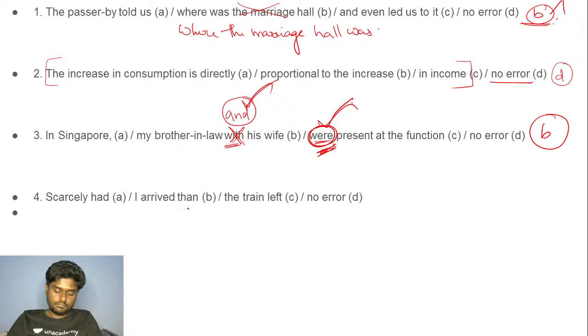So the error is with part B. Very good, very good, very good, Kirti. So it should be like what? Scarcely had I arrived. This term than should be replaced with when. When the train left. Okay. Scarcely had I arrived when the train left. That's how it should be. Right?